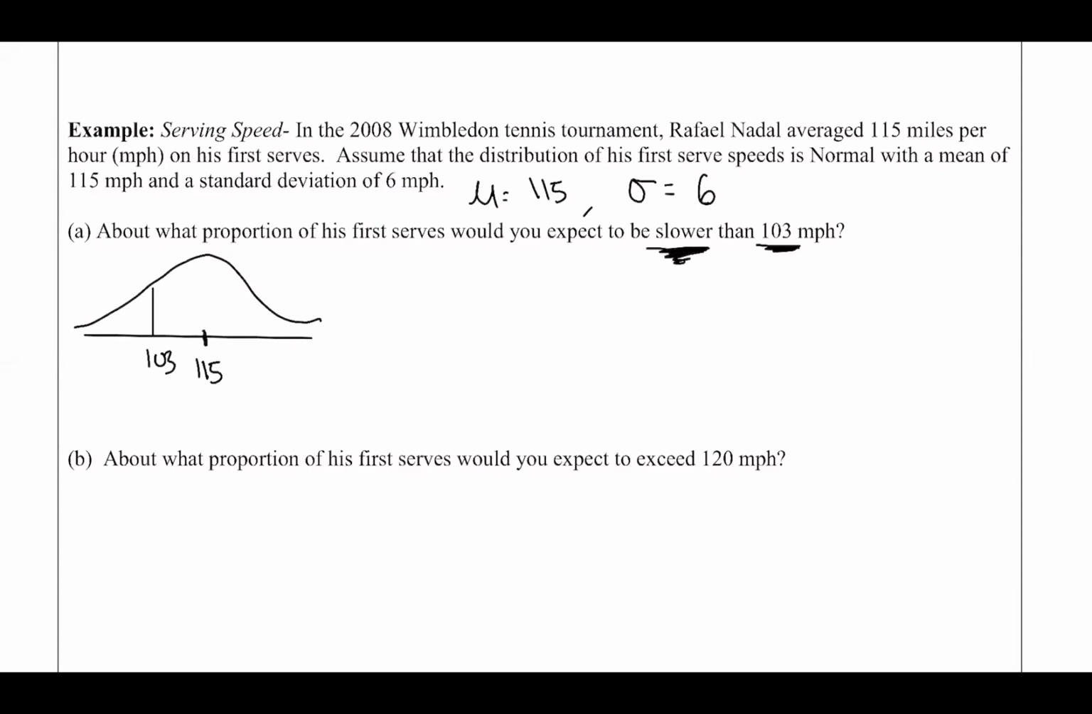So if they use the word slower, which side of the 103 do you think we should shade? The left side or the right side? Left? Yeah, there you go. Because anything slower than 103 will be on the left side, since this is going from lowest to highest. If it's slower than 103, that means we want like 100 or 99 or 80. So we shade the left side. Great job.